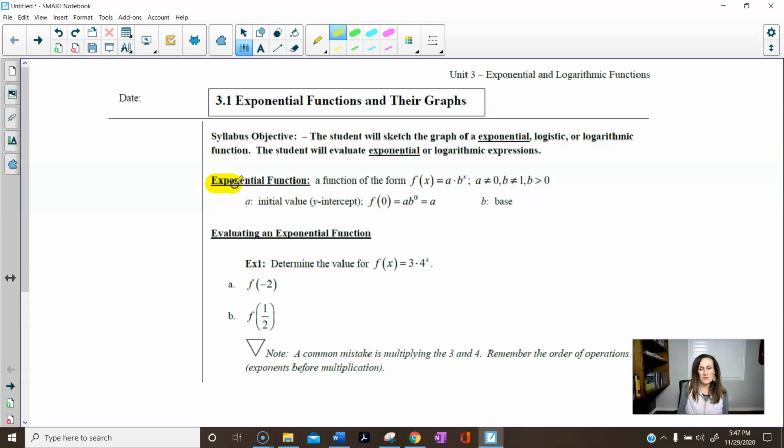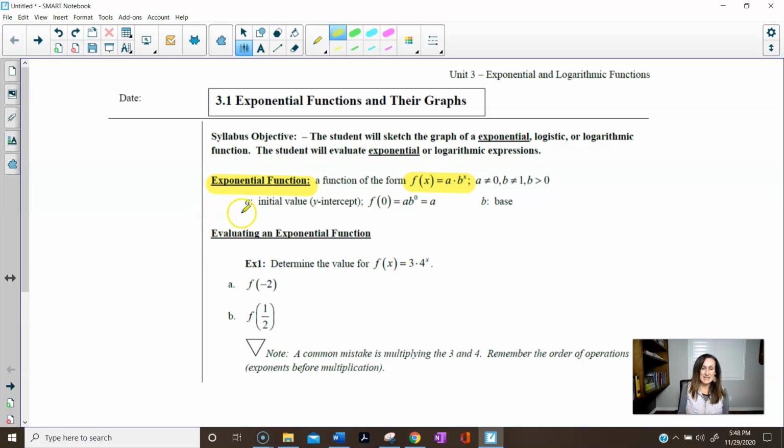An exponential function, you know it's exponential when you have this form: f of x equals a times b raised to the x. So x is up in the exponent. Your a is not going to be equal to 0, otherwise you would just have y equals 0, which is a constant function. b is not going to be equal to 1. And for exponential functions, we're going to be looking at when b is greater than 0.